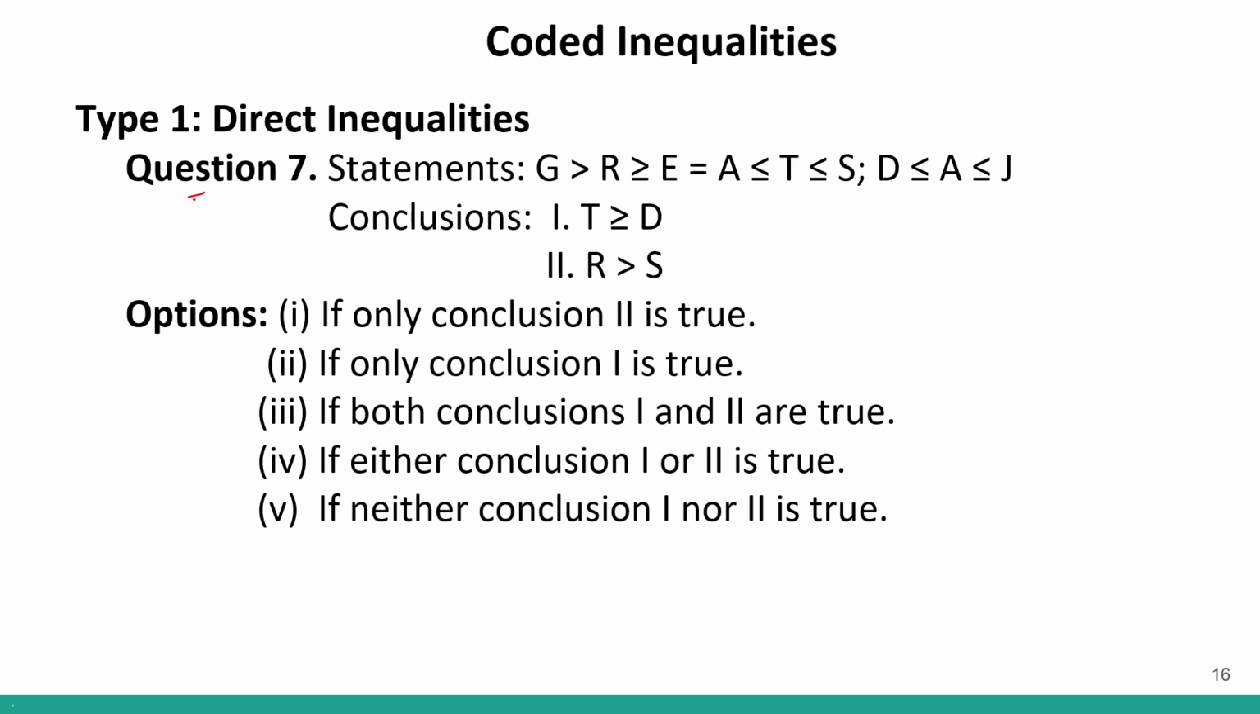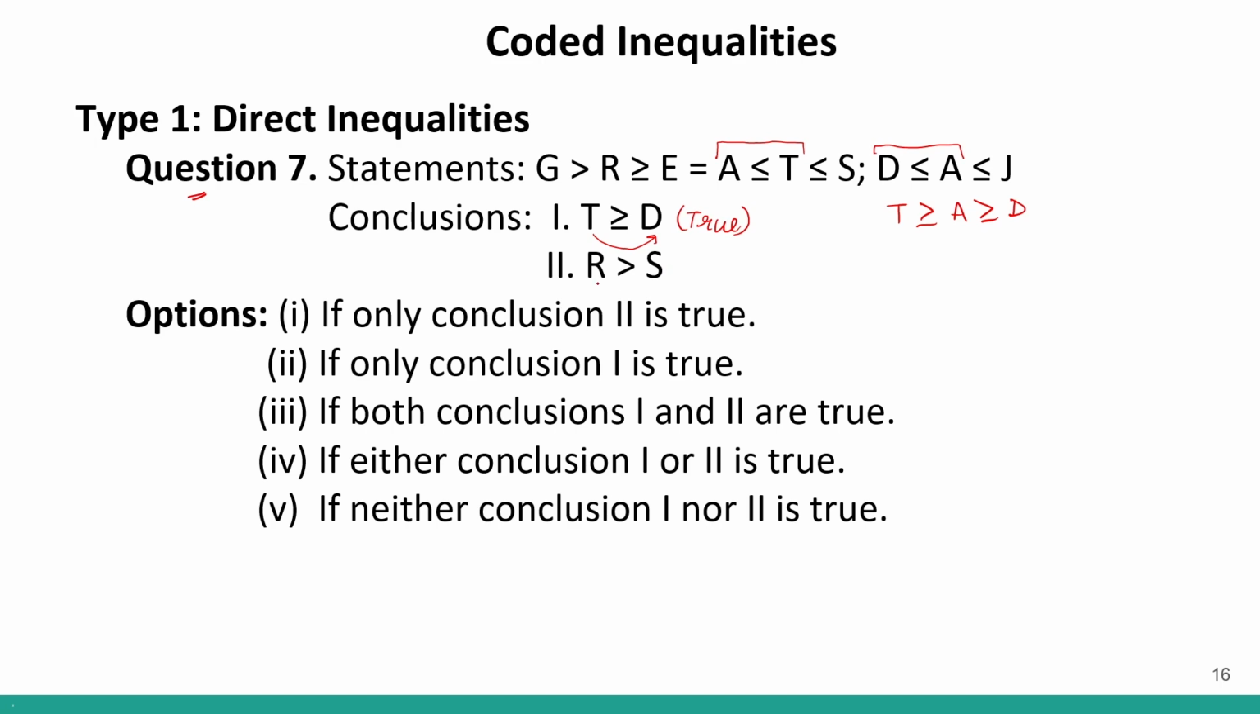Moving on to question number 7. Question number 7, again a statement is given to us, conclusions are given to us, and we have to identify which conclusions follow. So the first conclusion is T is greater than equal to D. That means I can find a relationship between T and A and D. So if I write them together, T is greater than equal to A and A is greater than equal to D. Correct? This is the relationship between T and D. So my answer can be determined. Therefore, this will be true.